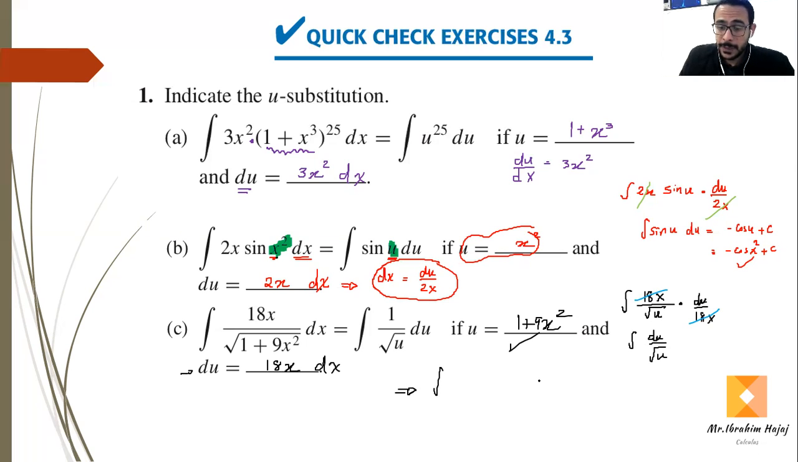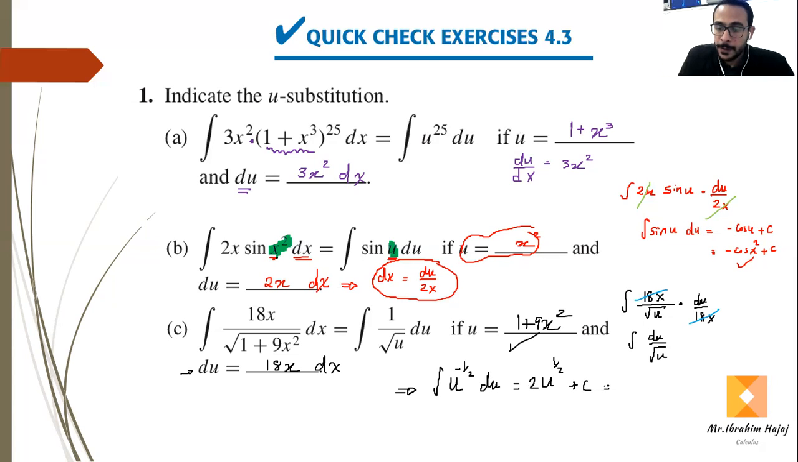Integral of, write it as what? 1 over radical u, 1 over square root of u. You can write it as u to the power of negative half. So we'll remove u and put 1 plus 9x squared. Add 1 first to the exponent and divide by the new exponent. Integrate: u to the power of half over half means multiply by 2.